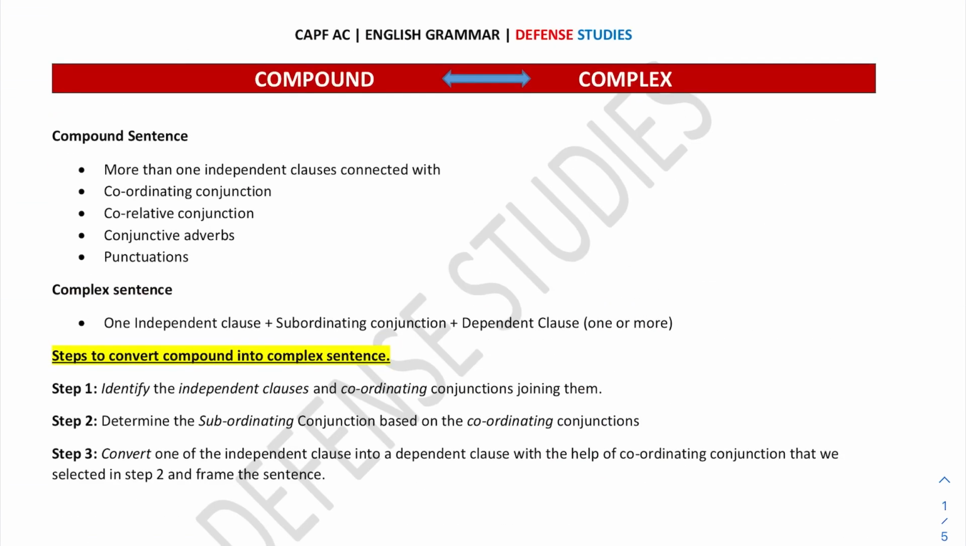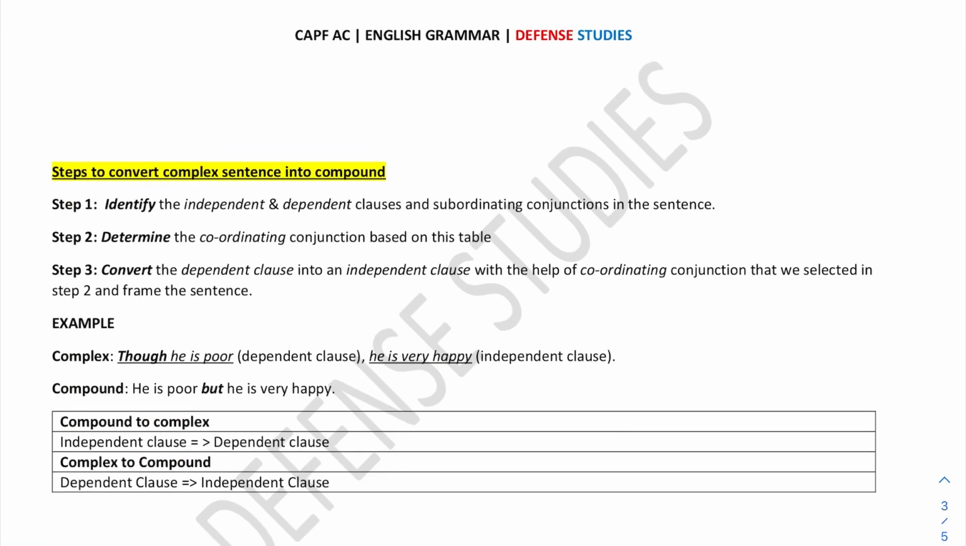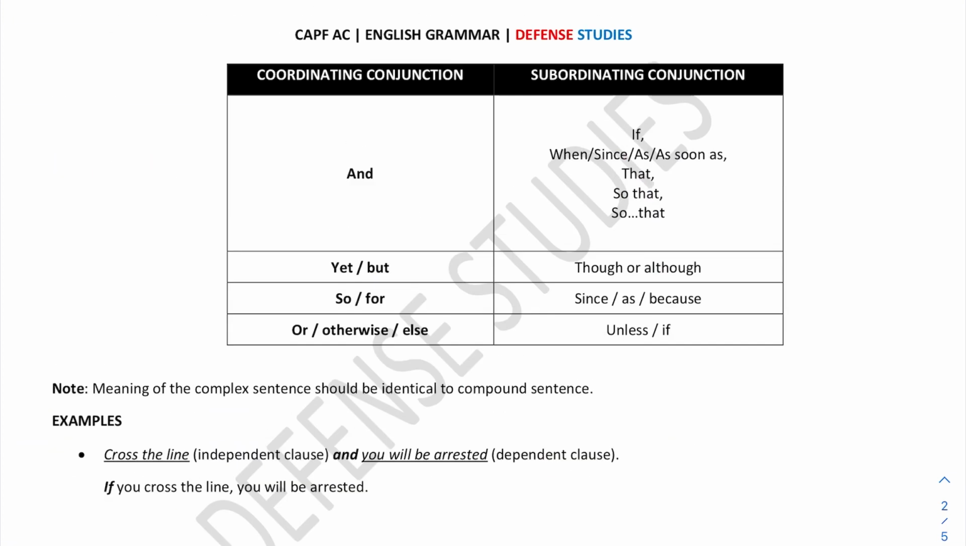One thing you need to know is that whenever you are converting compound into complex, you need to convert an independent clause into a dependent clause, and whenever you are converting a complex sentence into a compound sentence, you need to convert the dependent clause into an independent clause. And here we have done similarly, like Cross the line is the independent clause of this compound sentence. Okay, so I would be repeating the concept.